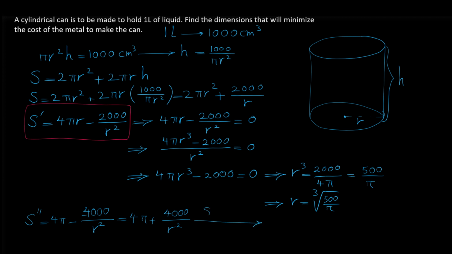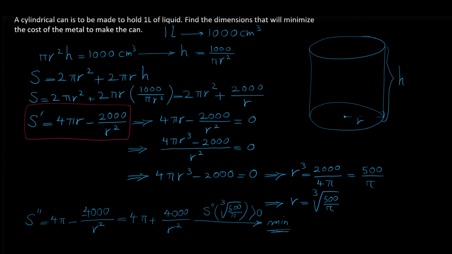Because s double prime at the critical point, which is the cube root of 500 over pi, is positive, it shows that the critical point is a minimum. Also, you can use the first derivative test to prove that the critical point is the minimum point for the function.